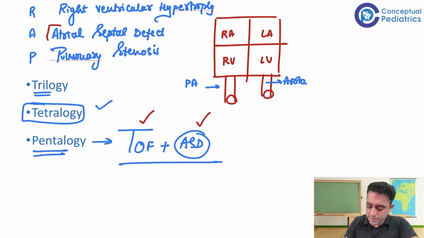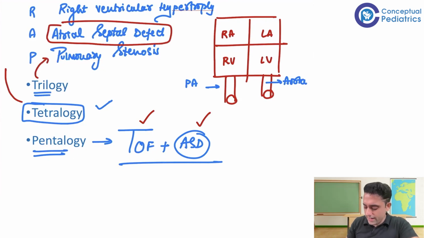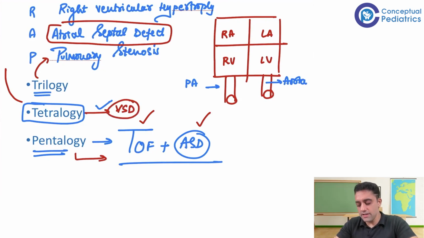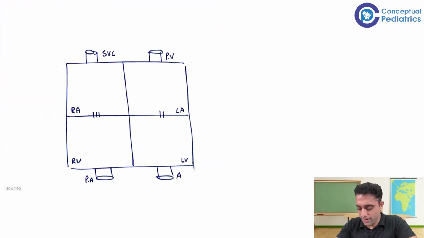Please remember, atrial septal defect is seen in trilogy of Fallot and pentalogy of Fallot, but in tetralogy of Fallot, you don't see an ASD, you see a VSD. So this is very important for exam purposes, that atrial septal defect is seen in trilogy of Fallot and pentalogy of Fallot.